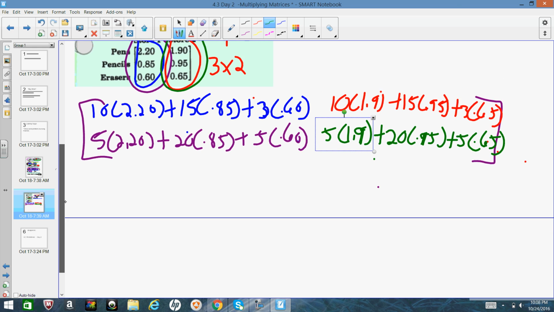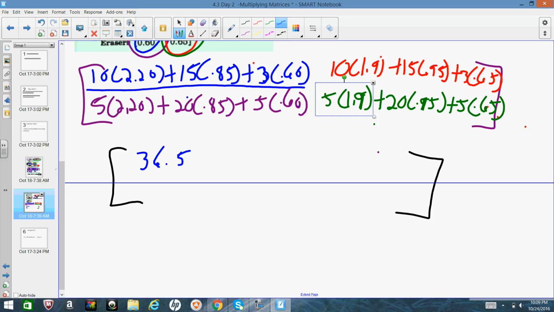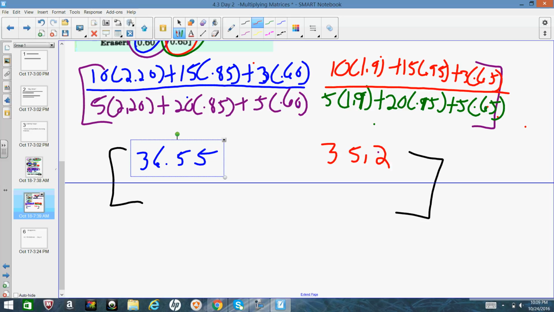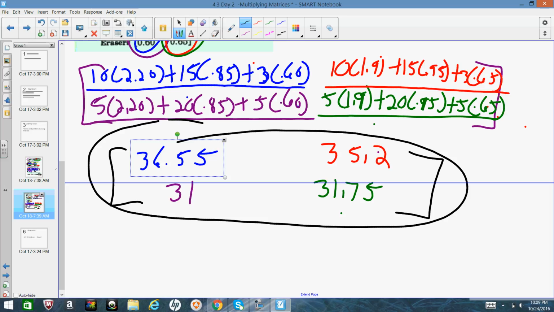So now we're going to calculate all these out. So again, you can do this in your calculator. If I take these values, multiply them together, put them just in my graphing calculator like that, I'm going to get 36.55. If I take these values, put in my calculator just how it is, I'm going to get 35.2. Likewise with my purple, multiply those out and add them, I'm going to get 31. And finally with my green numbers, multiply those out, I would get 31.75. And there would be M times P, that matrix.